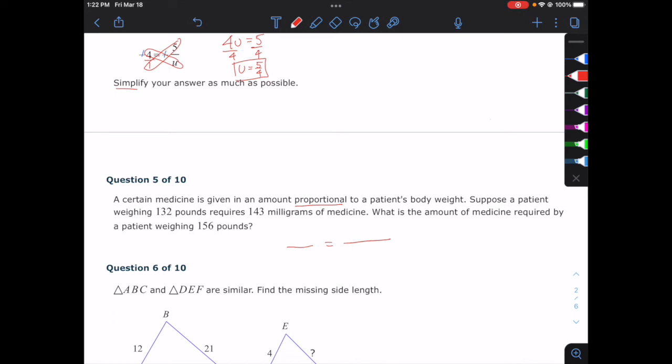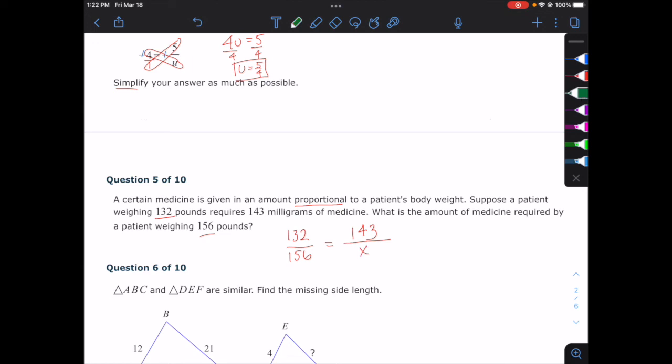So there's so many different ways we could set this up. I see 132 pounds for the one we have and 156 pounds. So those need to go together. They could either go one on top of each other or left and right of each other. Let's go ahead and do 132 pounds for this patient, and that means he gets 143 milligrams of medicine. Okay, so we have to follow the same pattern for the new one. So we know the new patient is 156 pounds, so that'll go in the same column as the other pounds, and we're looking for the milligrams for the new patient, so that's the unknown.